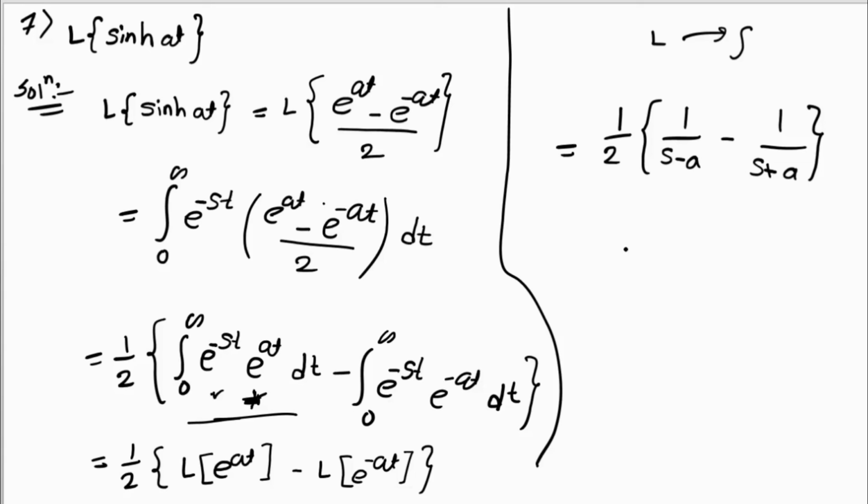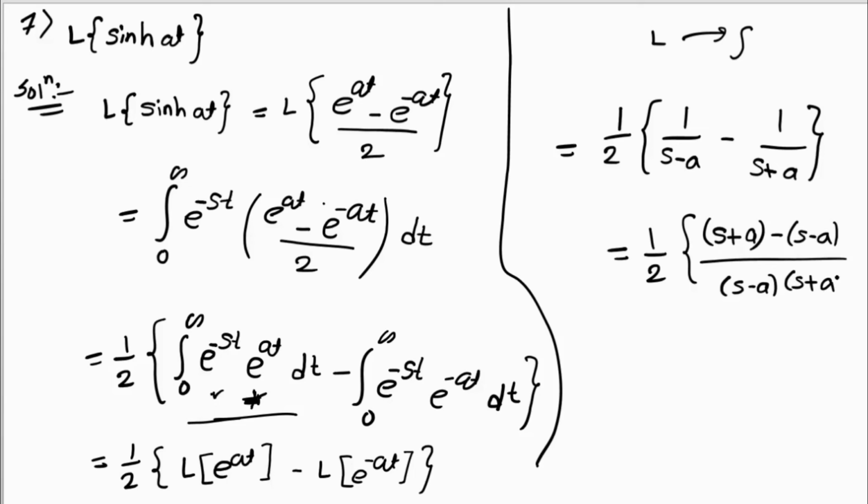Cross multiply this term. So after cross multiplication, you will get s plus a minus s minus a upon s minus a into s plus a. Use the formula a plus b, a minus b in denominator, and in numerator here minus s plus s is 0 and a minus of minus a. So this is the 2a. So here 1 upon 2 as it is. In numerator it is 2a upon s square minus a square.